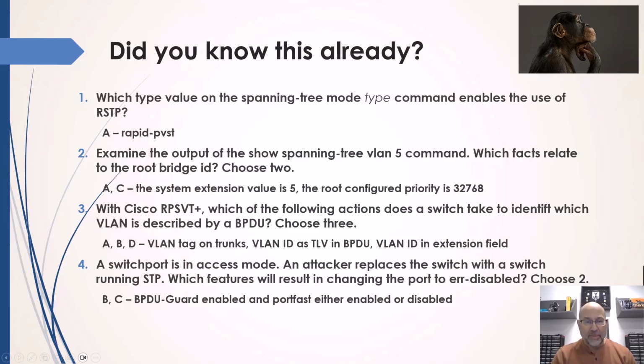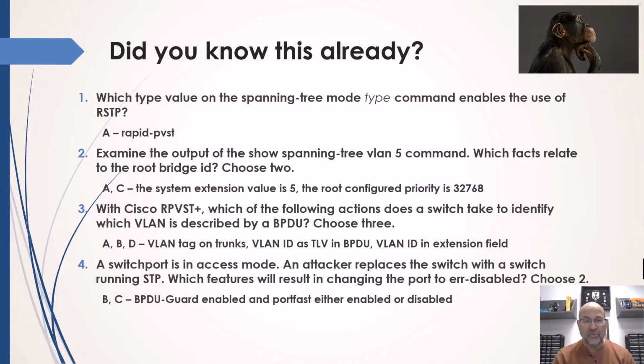Question number 2, examine the output of the show spanning-tree vlan 5 command. Which facts relate to the root bridge ID? Choose 2. Well, if you remember from last time, and we'll see later on, the minute you have VLANs, we've got to have some way to indicate that there are VLANs. One is that in this case, with this VLAN 5, that'll be the system extension, and the base priority will be 32768.